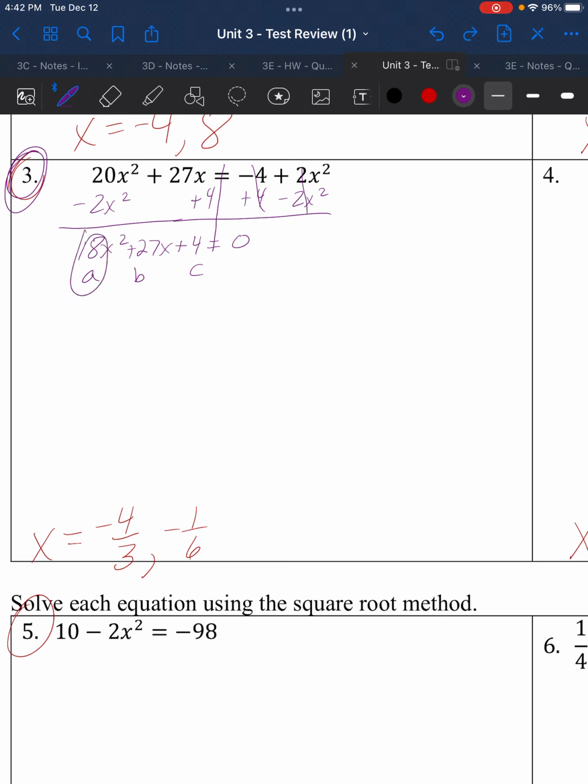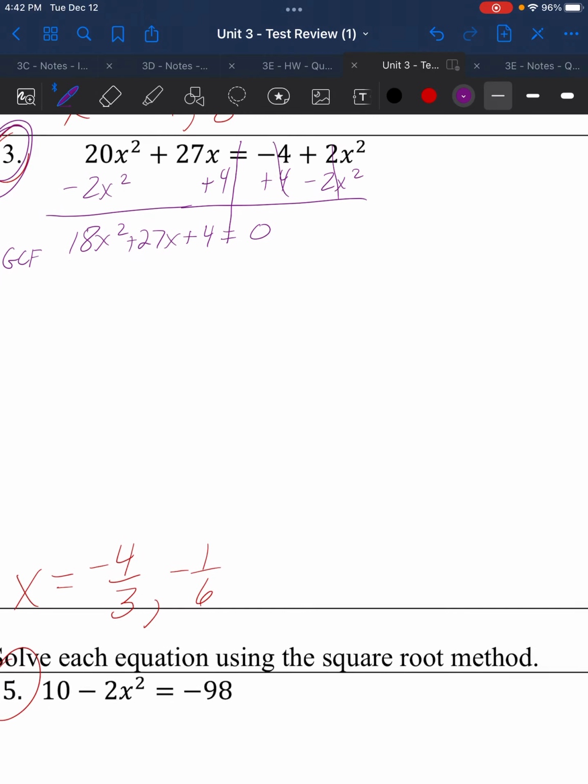I have my a, b, and c. They're big numbers, but I should look before I do that. Is there a greatest common factor? Is there a GCF? And there isn't. 18, 27, and 4. It's weird, but they seem like they would have one, but they don't. I would divide a greatest common factor out if there was one. There isn't, so I'm going to look at a is 18, b is 27, and c is 4.